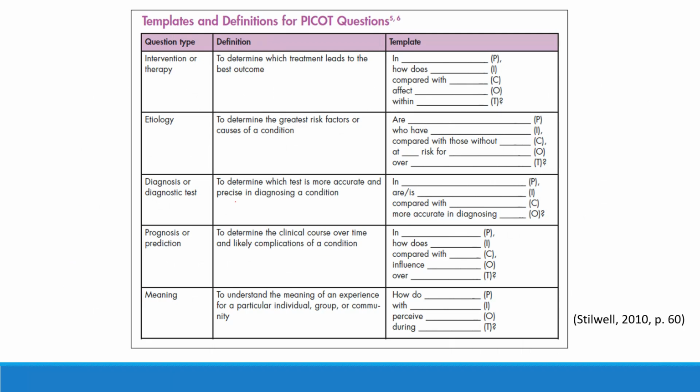Prognosis or prediction. So this would be, you could be looking at like family influence or something like that. And meaning could be a PIO without the T, or could be a PIOT question. Understanding the meaning of an experience. How do people with terminal illnesses perceive their ADL function during end-of-life care? That would be a different question entirely.